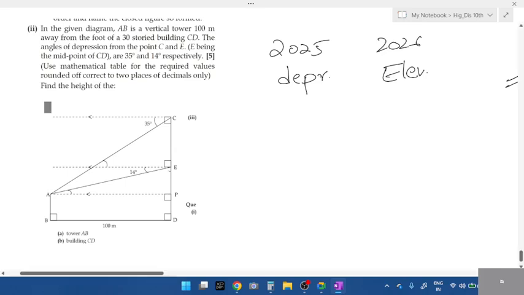E is the midpoint. I'll explain what is midpoint. 35 degrees and 14 degrees are given respectively. We need to use the mathematical table. Just ignore this. Round it off to two places of decimals only. Two decimal places.